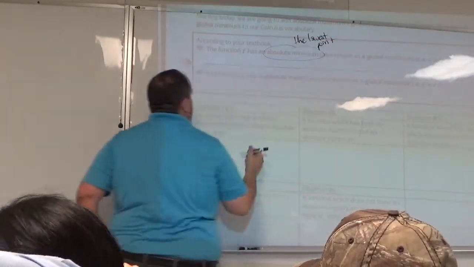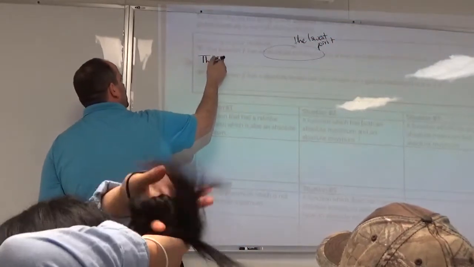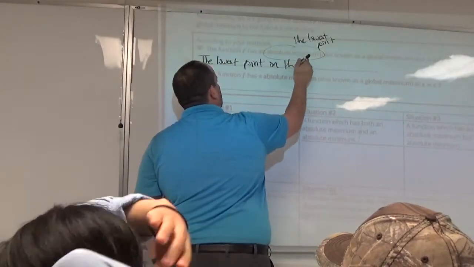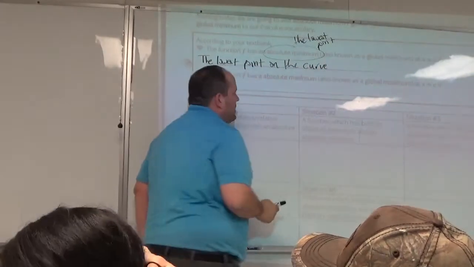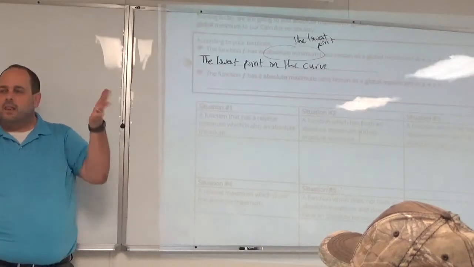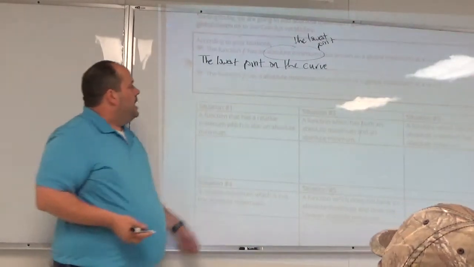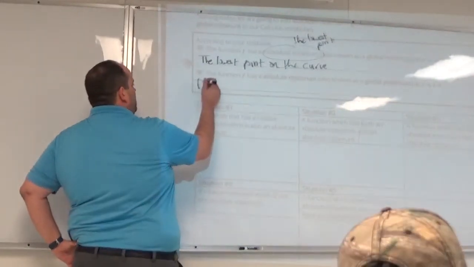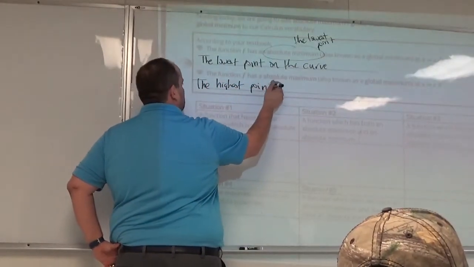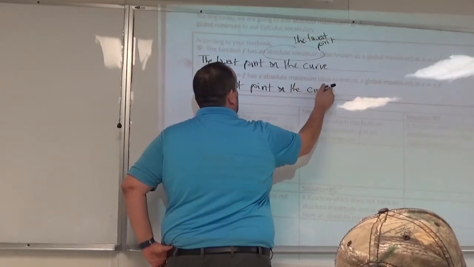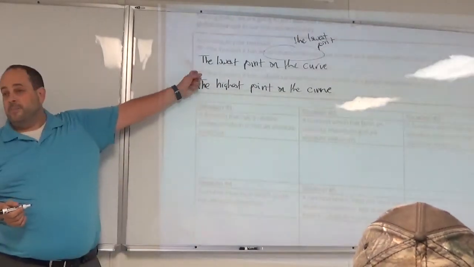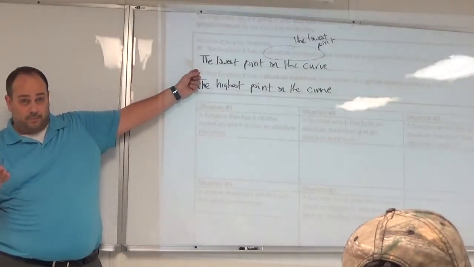Okay? So the definition I want for absolute minimum is going to be the lowest point on the curve or on the graph. That's the friendly definition. I say absolute minimum, you're thinking the lowest point. So absolute maximum is going to have to be the highest point or the greatest point on the curve. Now, here's where my notation is going to change things up for you guys a little bit. The lowest point on the curve is what I mean when I say absolute minimum.